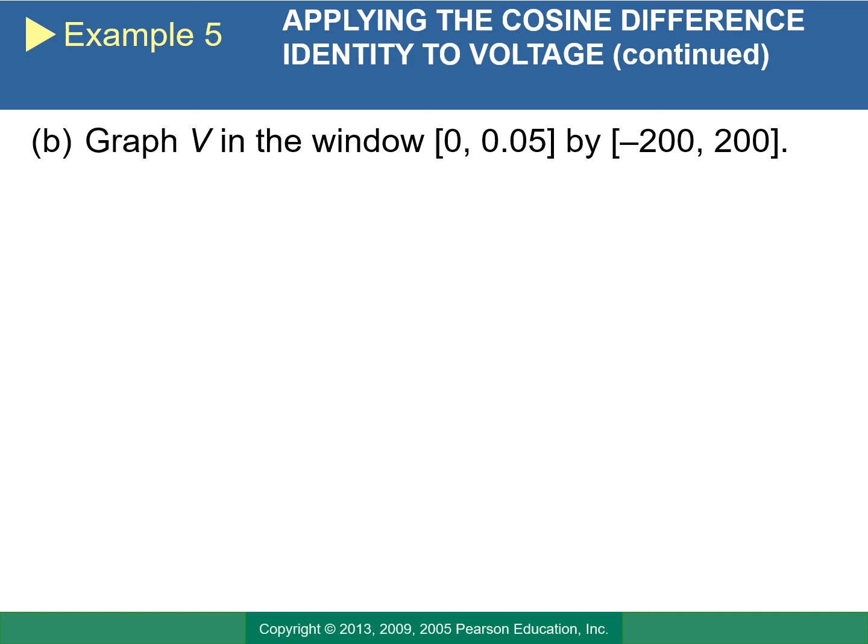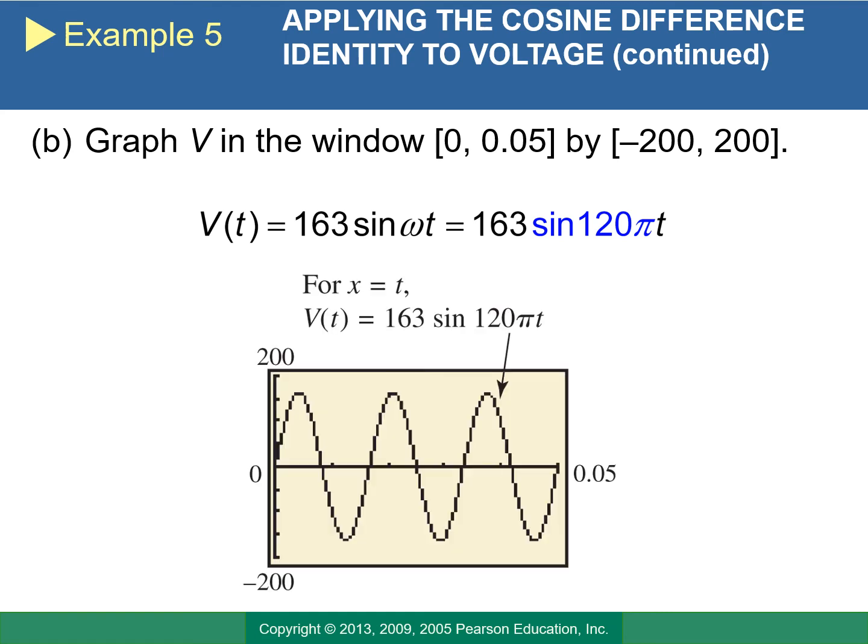All right, I'm just going to show you a quick graph. You don't have to worry about drawing this. I just want you to see it. So we're going to graph our voltage function in this small window. Okay, now that we know omega. And so notice this represents time here. This is a really short amount of time, 0.05 of a second.